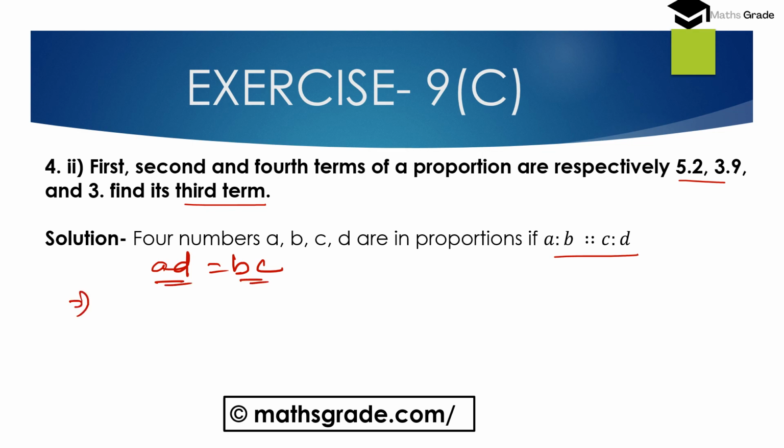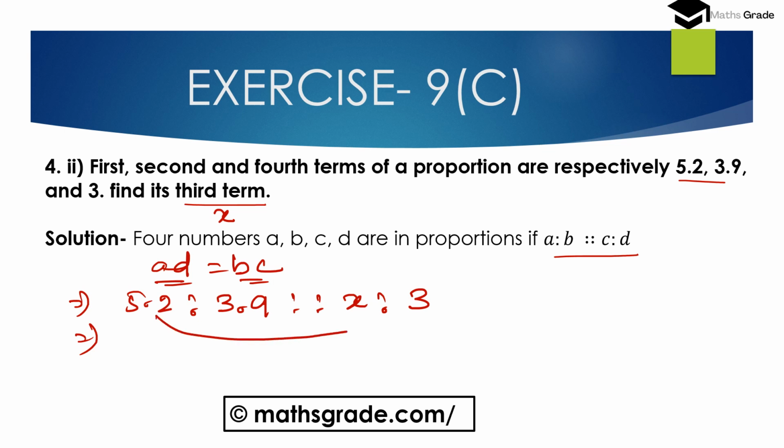Here first term is 5.2 is to 3.9. Second term is proportional to, let the third term be x. So x is to 3. Now product of extremes is equal to product of means. So 5.2 multiplied with 3 is equal to 3.9 multiplied with x.